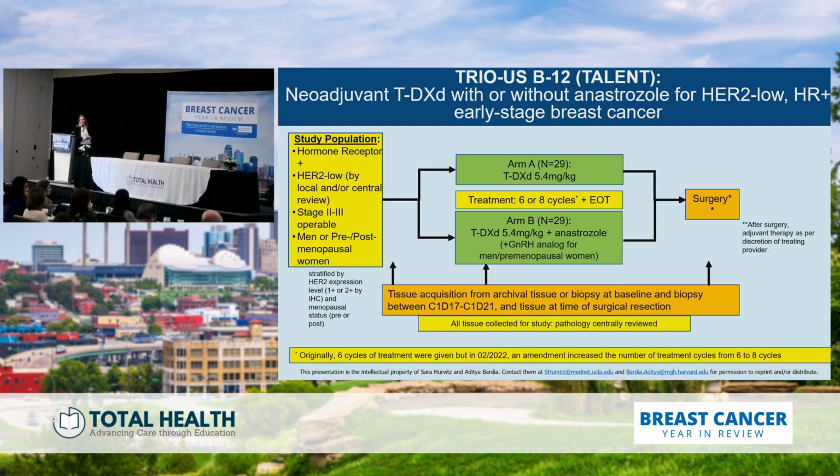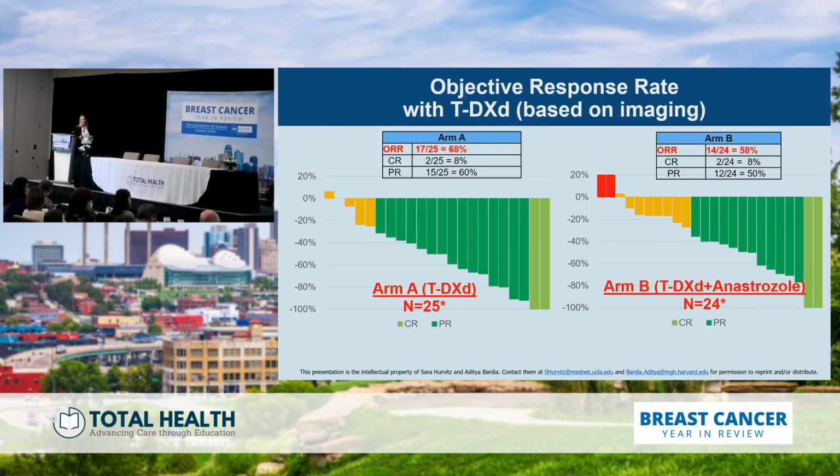And this is one of the first efforts in that curative intent space with this drug. This was a study looking at trastuzumab deruxtecan with the aromatase inhibitor anastrozole for patients with HER2 low hormone receptor positive breast cancer. And they were randomized to receive the trastuzumab deruxtecan with or without the AI before surgery. And you can see on the left, that's the trastuzumab deruxtecan alone, an overall response rate of 68%.